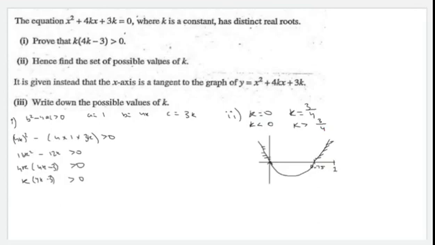Yes. k is less than 0, k is greater than 3/4. And then how would you write that in our new fancy set notation that they want so badly? That's it.